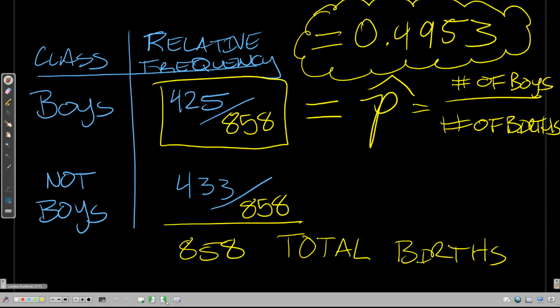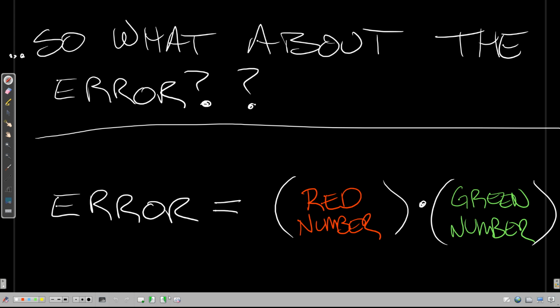Okay, and then you'll say, well, what is the error? How do I get that? And I promise to you that the error is easy to find. It's just this product of 2 numbers. It's this number that I'm calling the red number, times this other number that I'm calling the green number. So if you can multiply together 2 numbers, you can find the error.